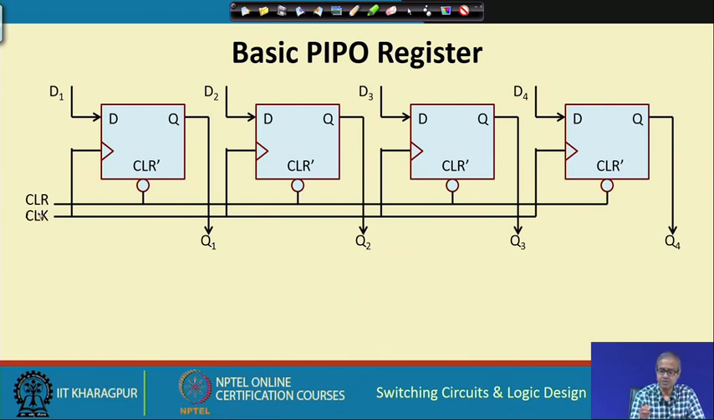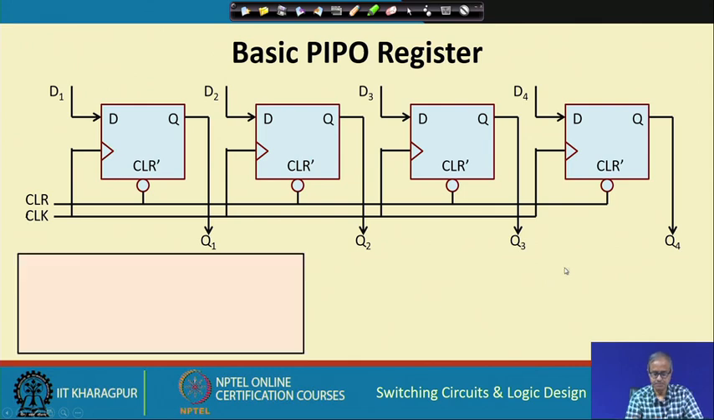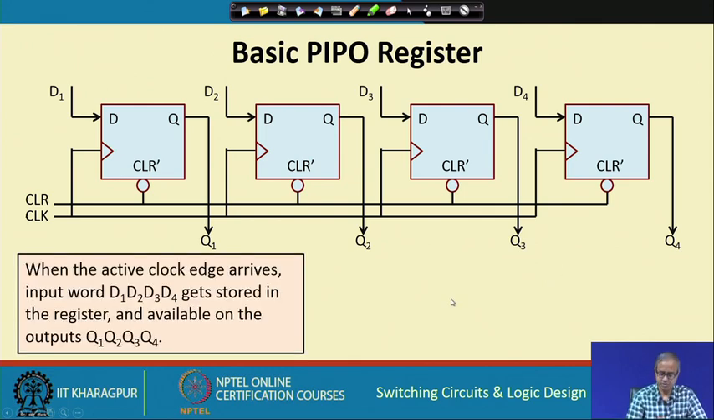So, the basic parallel in parallel out register works like this. As I had said, when the active clock edge arrives, here it is the leading edge, the rising edge, the input word, this is a 4-bit register, will get stored in the register and will be available on the outputs. So, this PIPO register is very simple in concept, right.